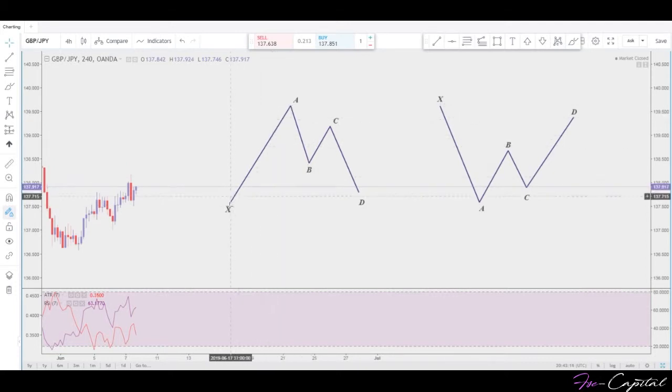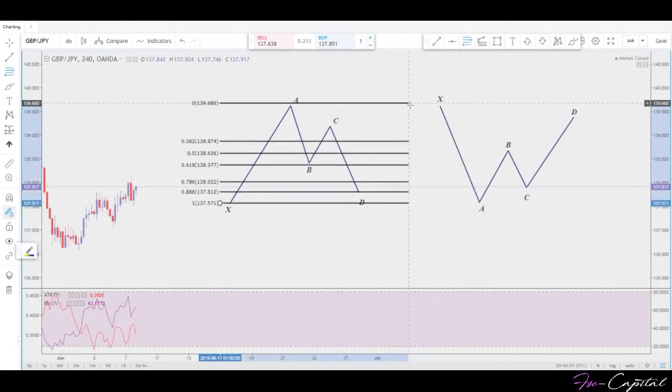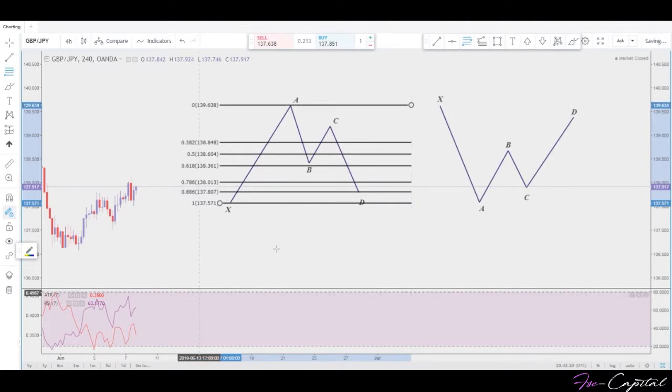Once you can identify this impulse move, you need to grab your fibs and draw your fibs from X to A, just like that. Now the next set of rules is the retracement for the B leg should touch the 50% ratio but not touch the 61.8. So it can complete anywhere in between, or the wick can touch the 50%, but it should not touch the 61.8. That's the first set of rules.